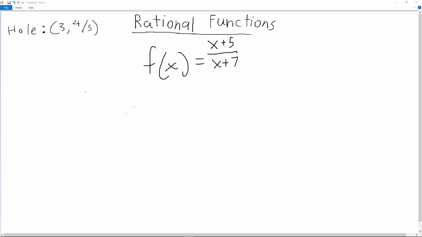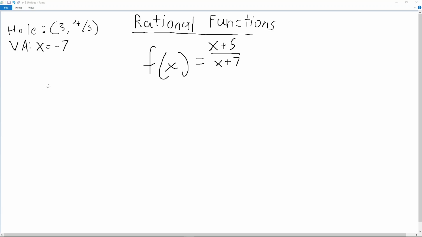However, there is an infinite one. So to find the infinite one, you set the denominator equal to 0, and then you solve for x. This means that there is a vertical asymptote at x equals negative 7. So we can write there is a vertical asymptote, x equals negative 7.